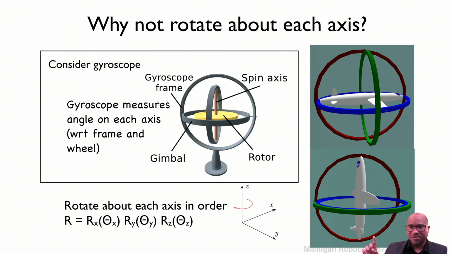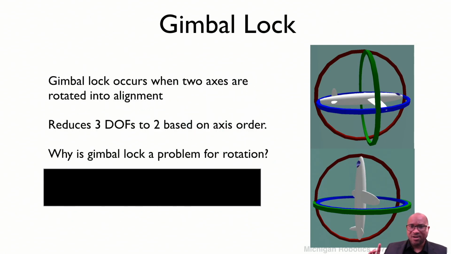And so because this case is concerning, because what it represents is something called gimbal lock. So gimbal lock occurs when two axes are aligned.